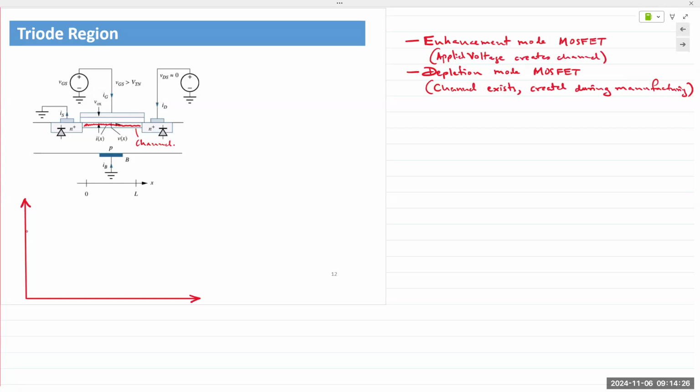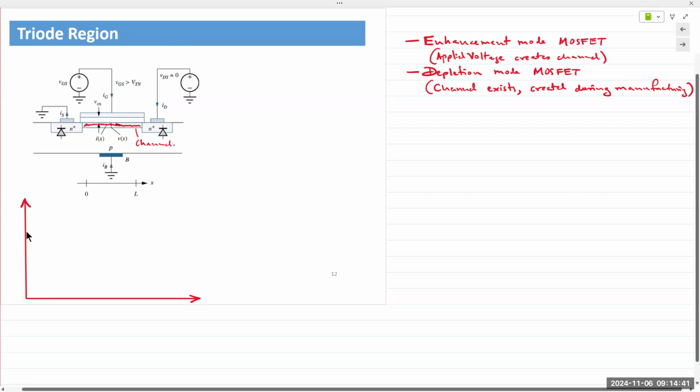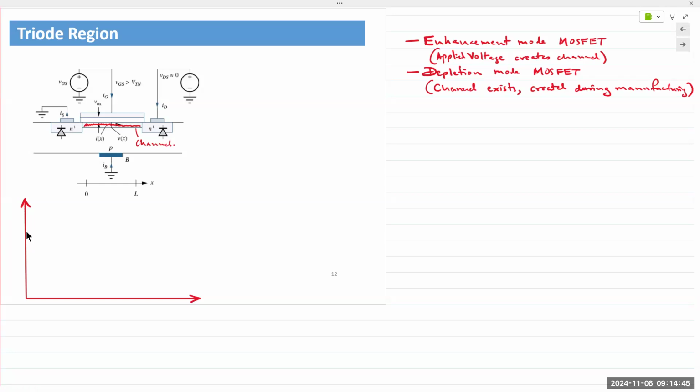Without a channel being present, the two regions, the drain and the source, would not be connected. There would not be any current flow. So no matter how much VDS you apply in this device, if there is no gate voltage, it will not turn on. Positive voltage must be applied in order for the device to turn on.